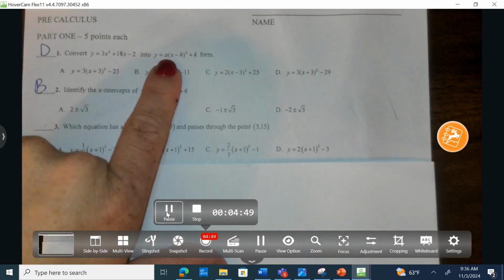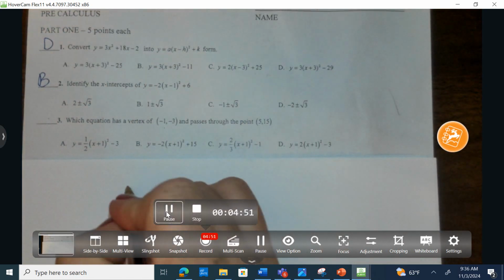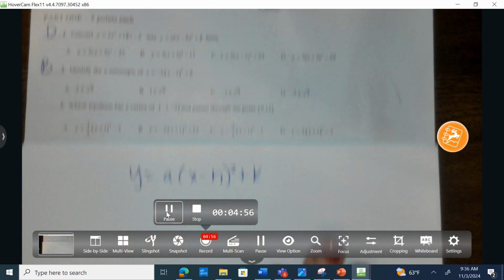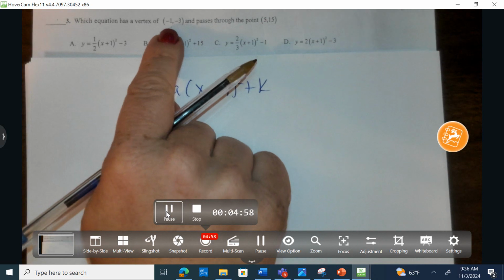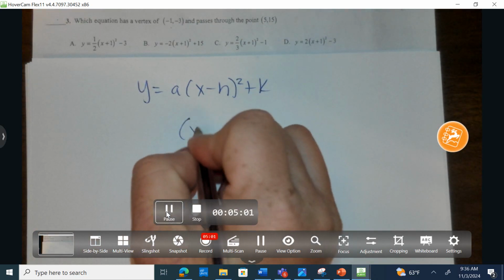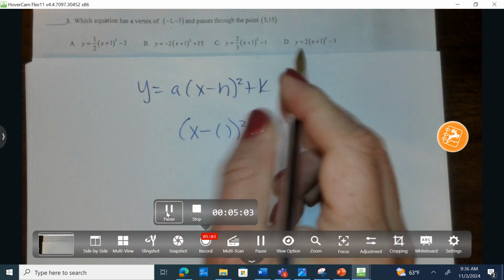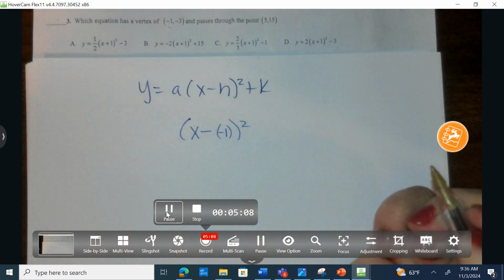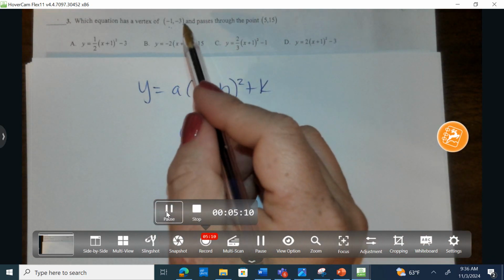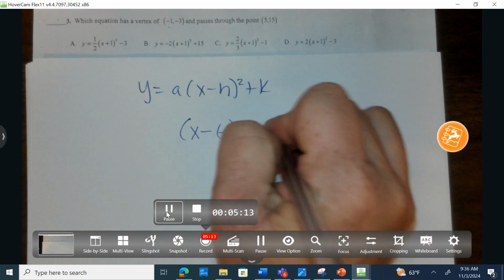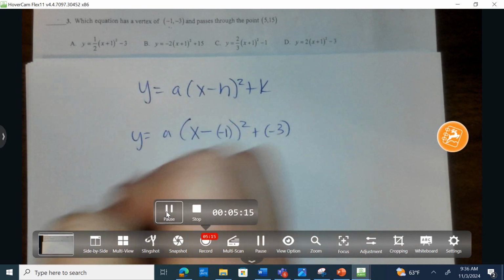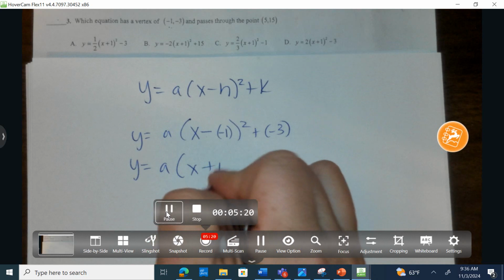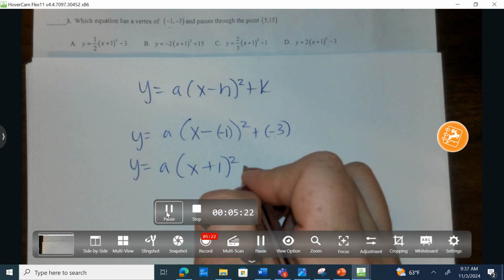I'm going to go back up here, and I want you to write down this form. This is our vertex form. I'm going to start by taking the vertex and plugging it in. So x subtract, and there's going to be some value. I take the x value of the vertex and substitute it on the inside for h, and the k value of the vertex goes in back.